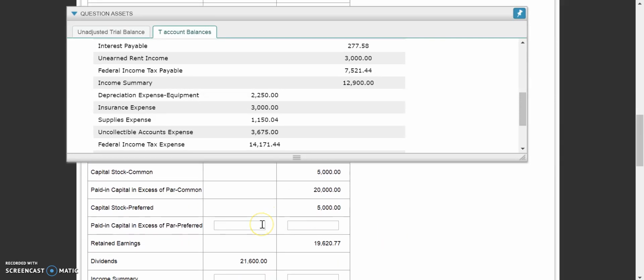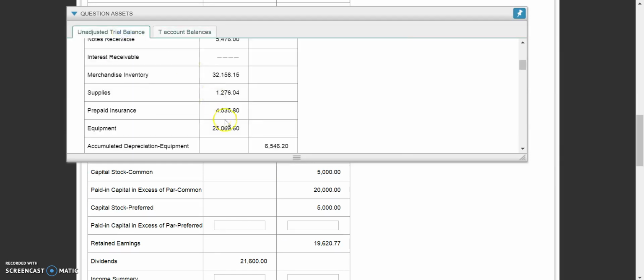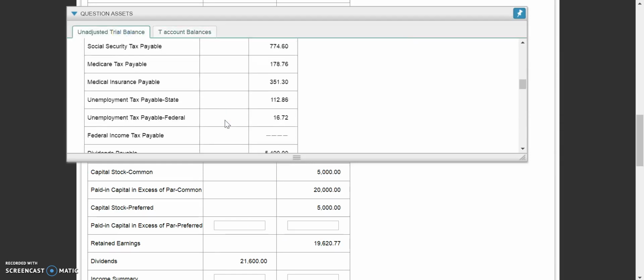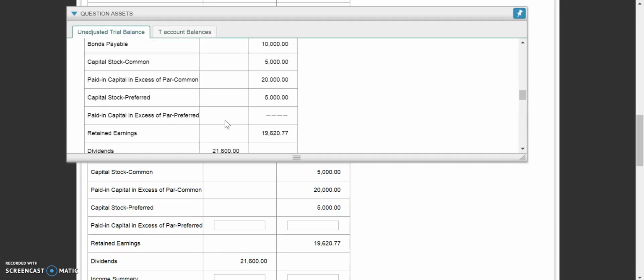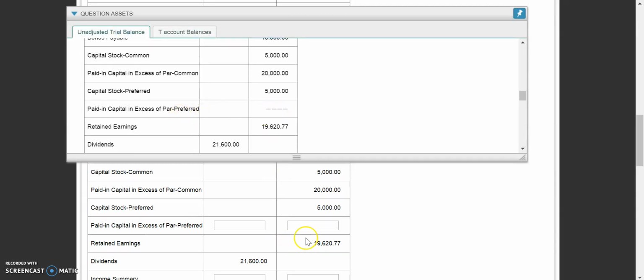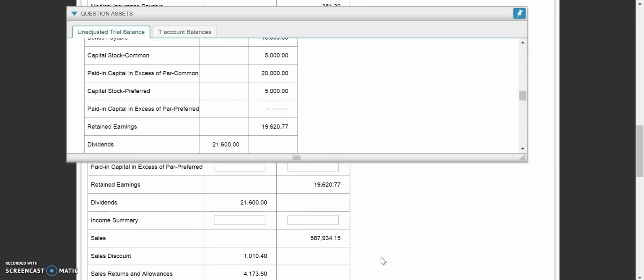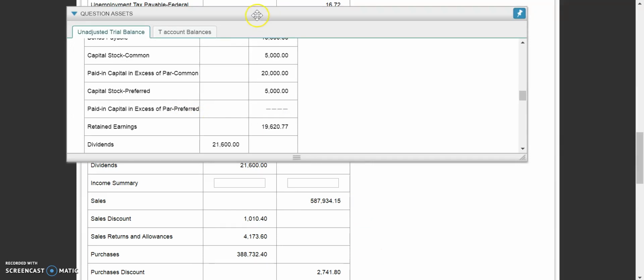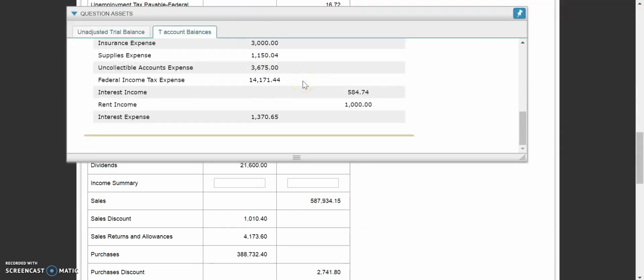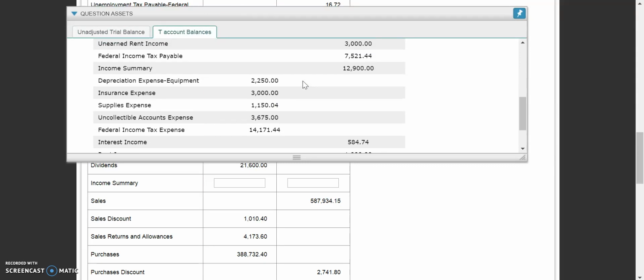Paid in capital in excess of par value, common, preferred. If there isn't anything under the T account balances, you can check the unadjusted trial balance. I don't believe that we have anything here, but let's just double check. Yep, nothing here, so we just leave those blank. And we come down to income summary. Income summary, remember, is used for the merchandise inventory adjustment, and so right now income summary has a credit balance of $12,900. So we do need to update that.